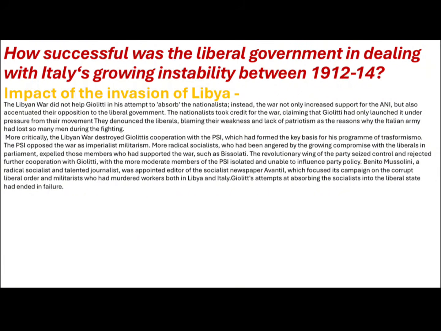The revolutionary wing of the party seized control and rejected further cooperation with Giolitti, with the more moderate members of the PSI isolated and unable to influence party policy. Mussolini was appointed editor of the socialist newspaper Avanti, which focused its campaign on the corrupt liberal order and militarists who had murdered workers both in Libya and Italy. Giolitti's attempt at absorbing the socialists into the liberal state had ended in failure.